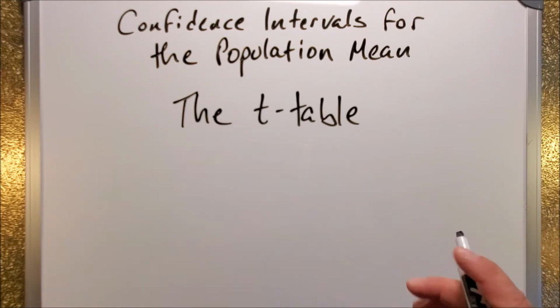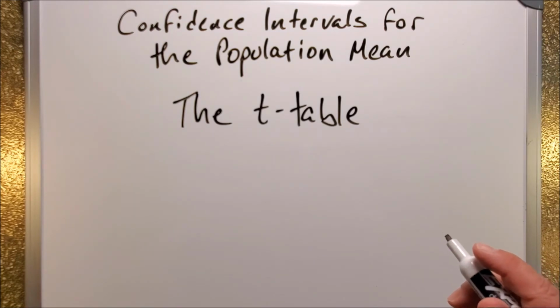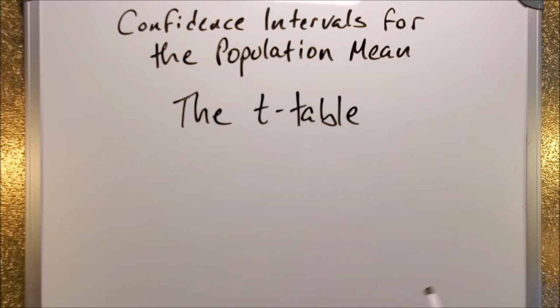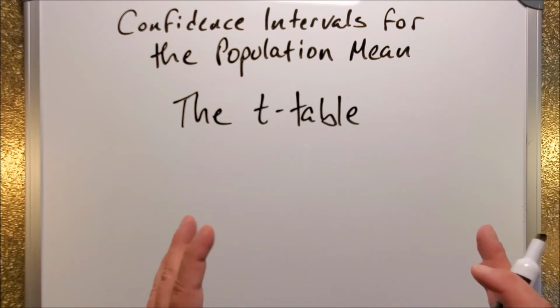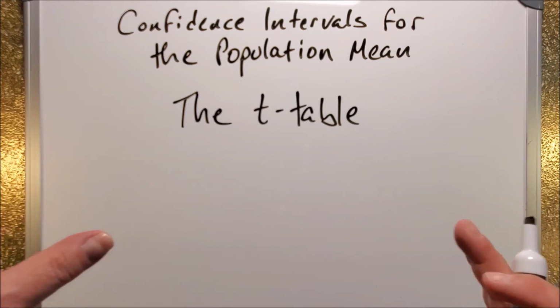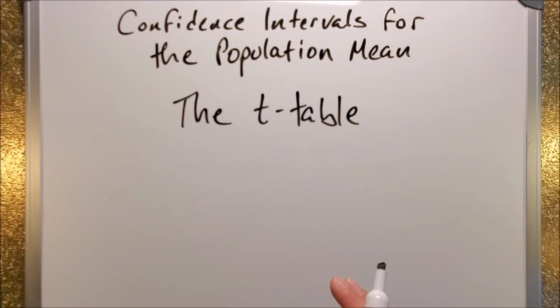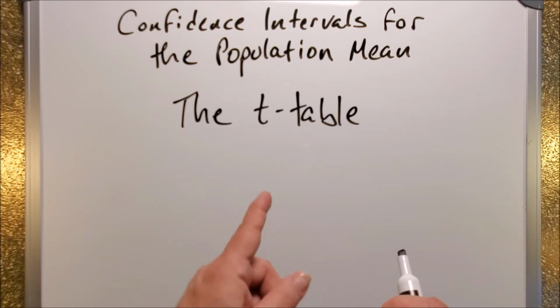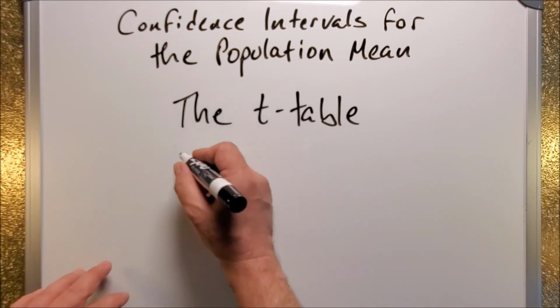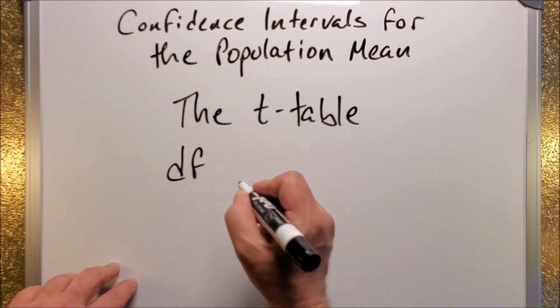Okay, the t-table. Let's figure out how to read the t-table. If you're looking at the t-table in a textbook or online, there's a couple of different ways they're configured, but they always have the same elements. They just might be arranged differently. The only substantial thing that's different about the t-table versus the z-table is that when you're reading the t-table, you need to know what your df is.